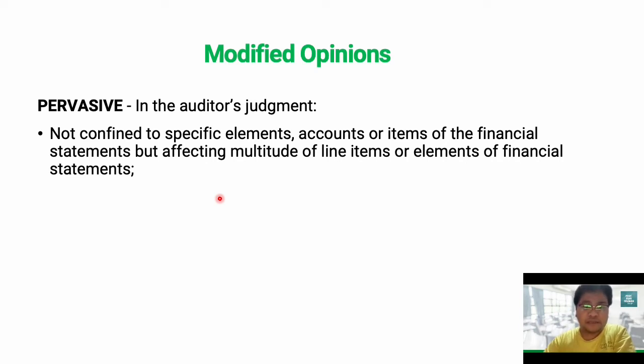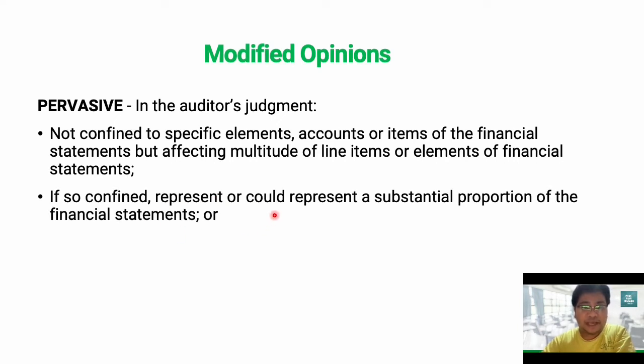Okay? But it's also possible that the misstatement is confined to a specific item and it consists of a substantial portion or proportion of the financial statements. Okay, so let's say the misstatement affects inventory. However, inventory is, let's say, 85% of the client's current assets. So in that case, even though it's only confined to a specific item, the proportion of that account to the total current assets of the client is very, very significant. In that case, we can still conclude that the impact is not only material, but also pervasive.